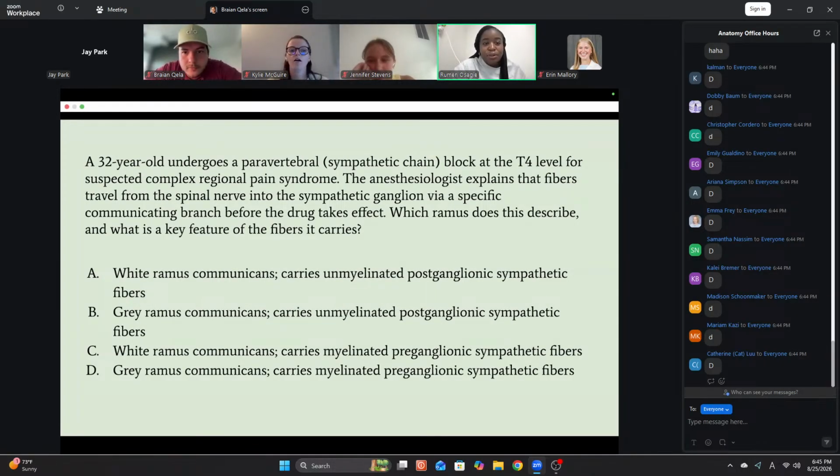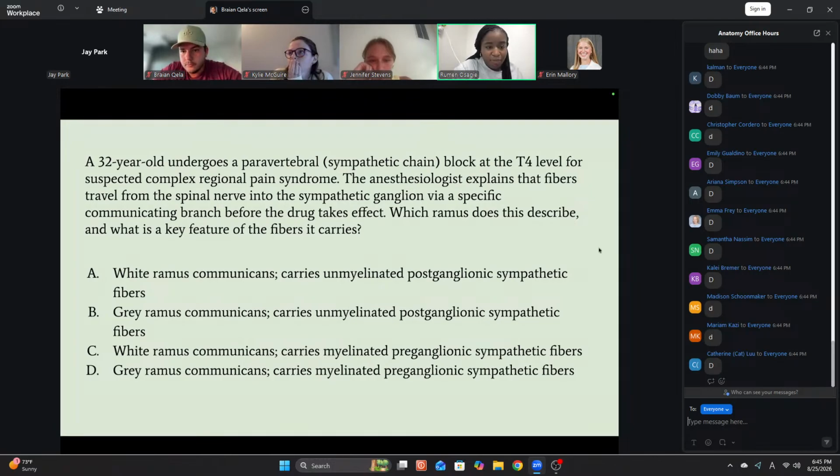A 32-year-old undergoes a paravertebral, aka sympathetic chain block at the level of T4 for suspected complex regional pain syndrome. The anesthesiologist explains that fibers travel from the spinal nerve into the sympathetic ganglion via a specific communicating branch before the drug takes effect. Which ramus does this describe? And what is the key feature of the fibers it carries? So A, is it the white ramus communicans, carries unmyelinated postganglionic sympathetic?